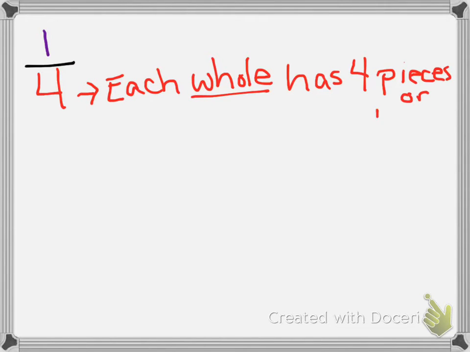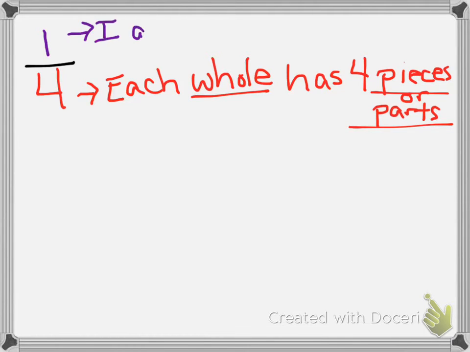So let's back up and look at what these parts of a fraction are really talking about. When I see a fraction like this, 1 on the top and 4 on the bottom, I need to stop and slow down and think, what are each of these numbers representing in the real world? Just like we always think about math. So I like to start with the denominator, the number on the bottom. It represents each whole having 4 pieces or parts in this problem. If it was a different number, it would be a different number of pieces or parts, but it always represents how many pieces or parts in each whole.